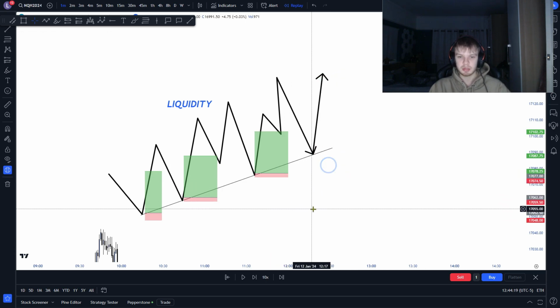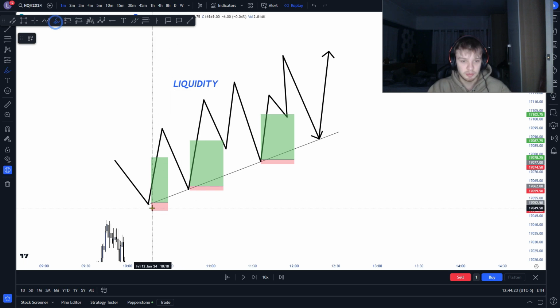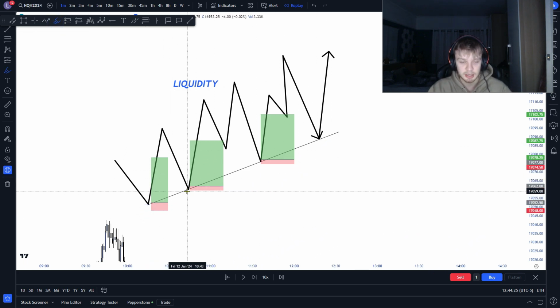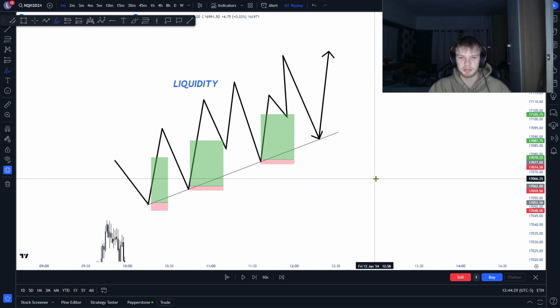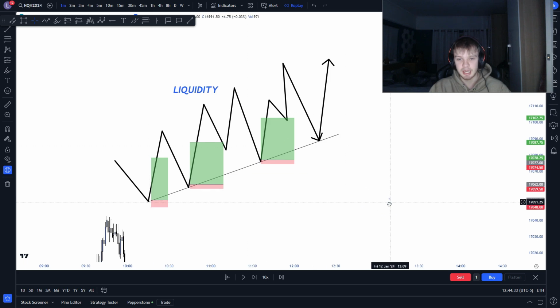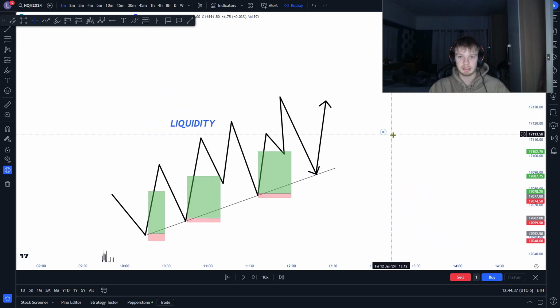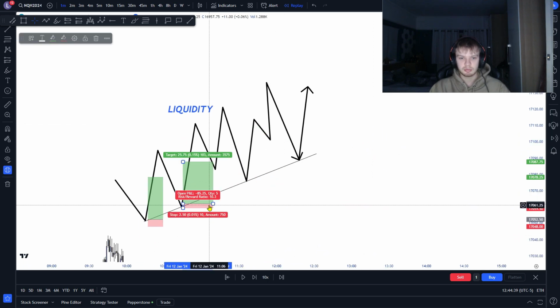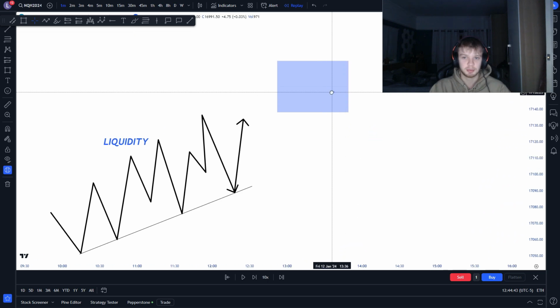Okay, now that means that there is lots of sell side liquidity here. Now this is sell side liquidity because this is sell side stops that are here. Let's say that the trend line was coming down and we were targeting liquidity above, that would be called buy side liquidity. Okay, so now let's imagine that price action wanted to reach this box up here.